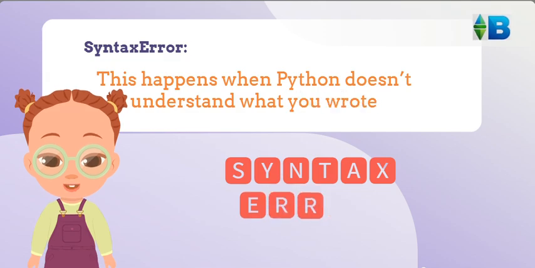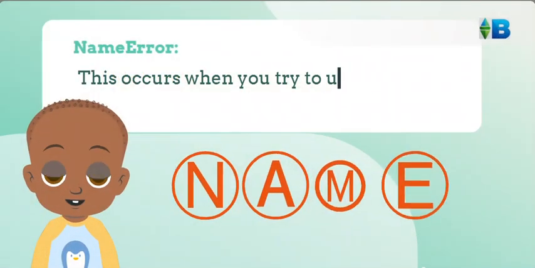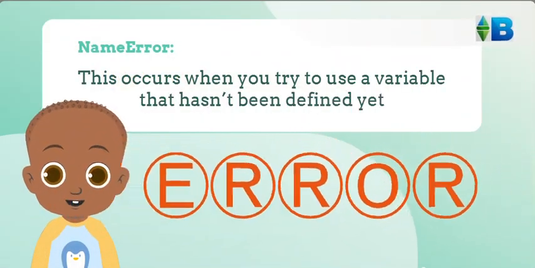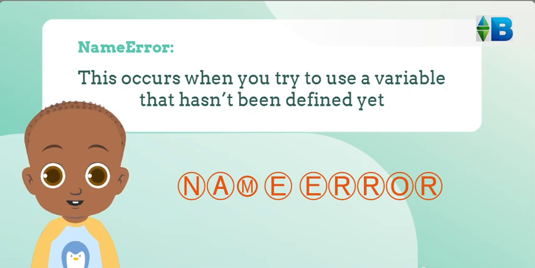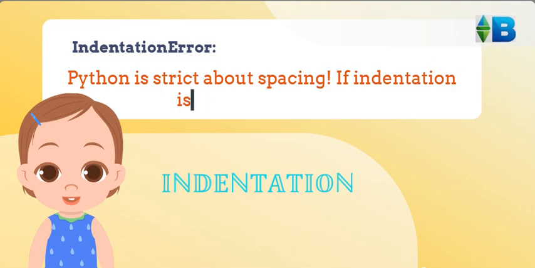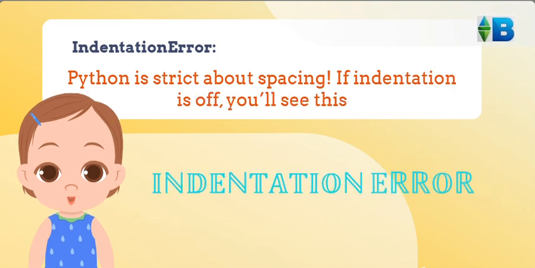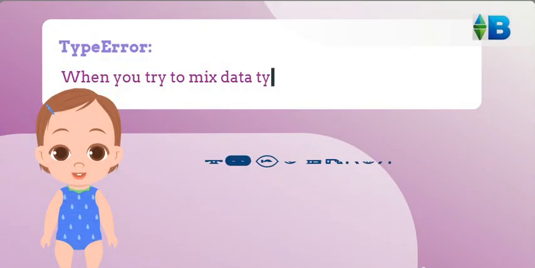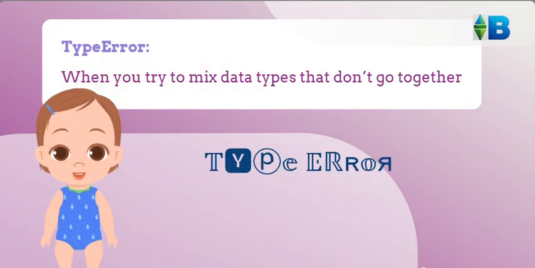Syntax error. This happens when Python doesn't understand what you wrote. Name error. This occurs when you try to use a variable that hasn't been defined yet. Indentation error. Python is strict about spacing. If indentation is off, you'll see this. Type error. When you try to mix data types that don't go together.